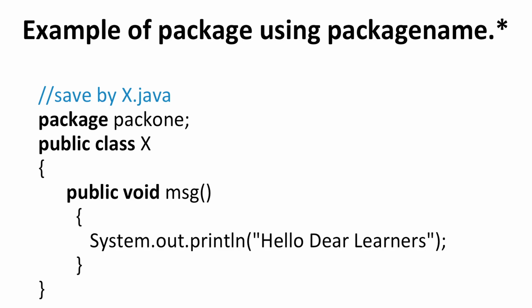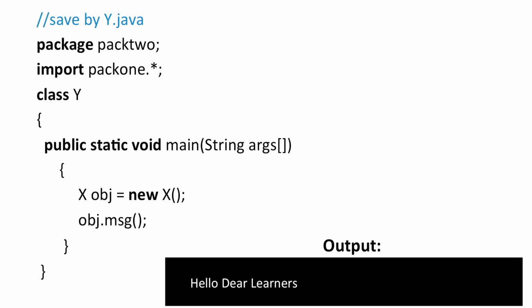Now the scenario is that we have another class Y, under the package pack2. So package pack2 means package 2. Import pack1 dot star. So we are importing package 1 dot star in the another package called package 2. The package 2 contains the class Y, which is having public static void main, string args like we usually do, X obj equals to new X. So obj is the object of the X class.